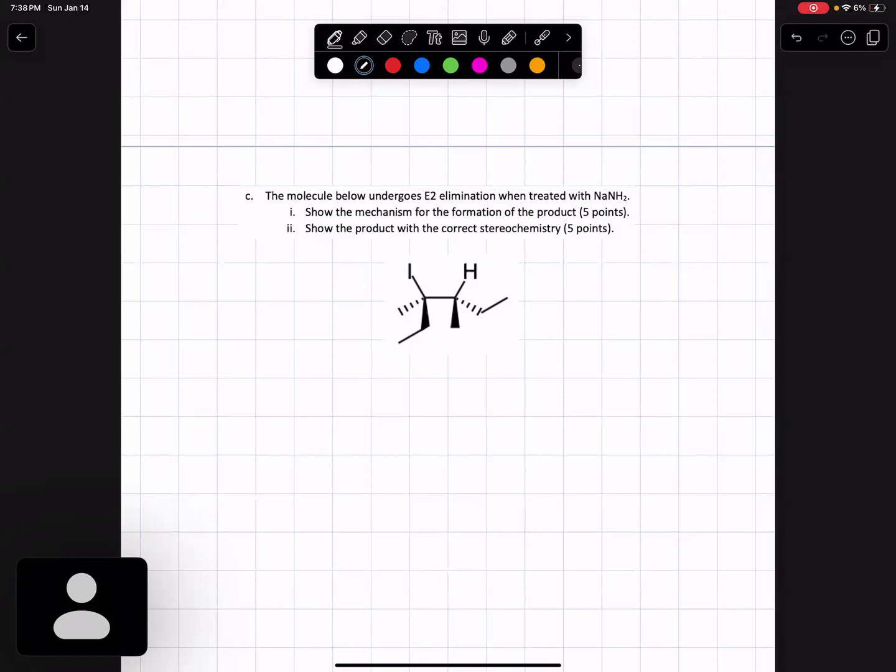And the alkene in this question, well, usually, what do you guys know? Usually, what's more stable, a trans or a cis alkene?